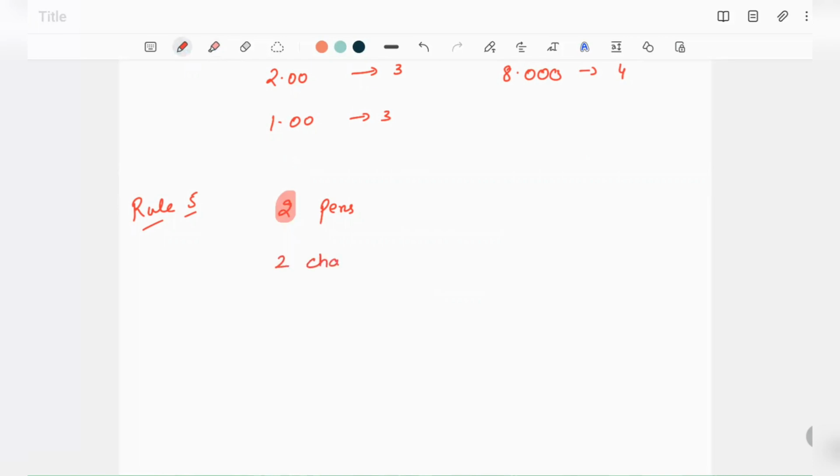There is one special rule, rule number 5. Sometimes they can give you a specific number, for example 2 pens. How many significant figures are in this number 2? They can give you 2 chairs. How many significant figures are in this number 2? They can give you 5 copies. How many significant figures are in number 5?